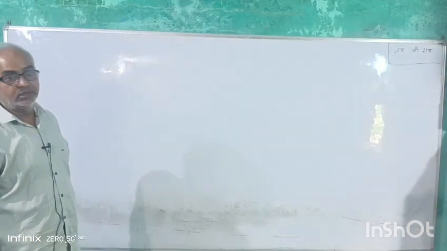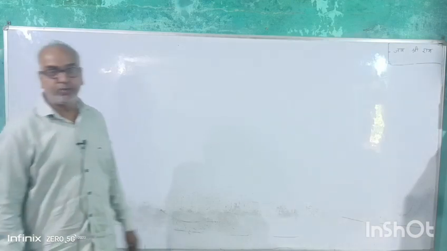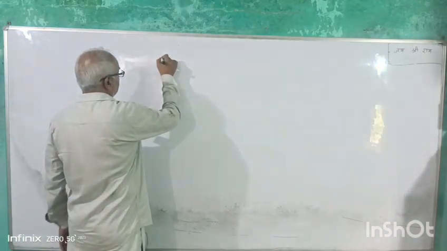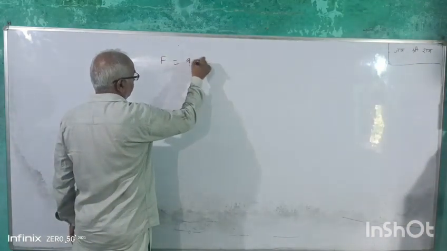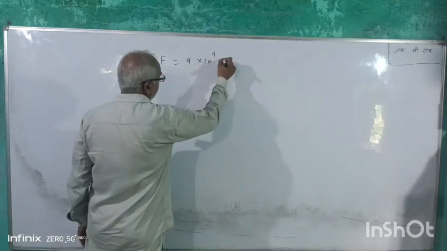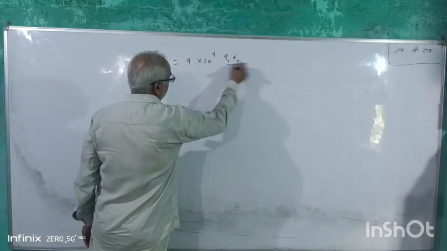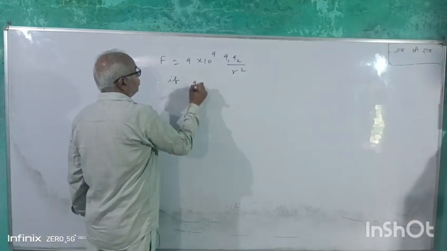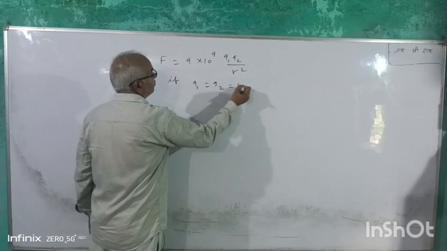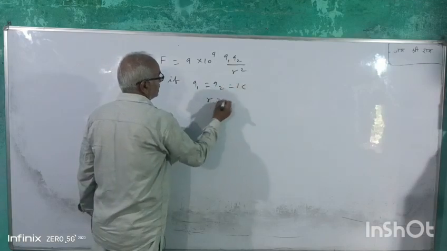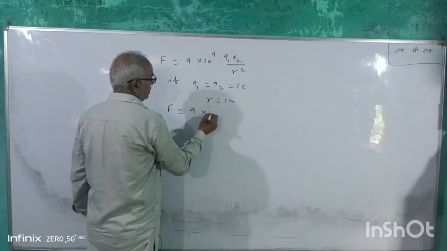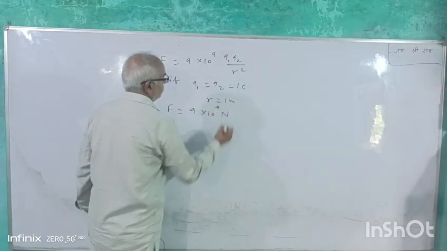On the basis of Coulomb's law, we can define the unit charge or 1 coulomb charge as follows. We know that Coulomb's law is given by F is equal to 9 into 10 to power 9 Q1 Q2 upon R square. In this equation, if Q1 Q2 is equal to 1 coulomb and R is equal to 1 meter, then F is equal to 9 into 10 to power 9 Newton.